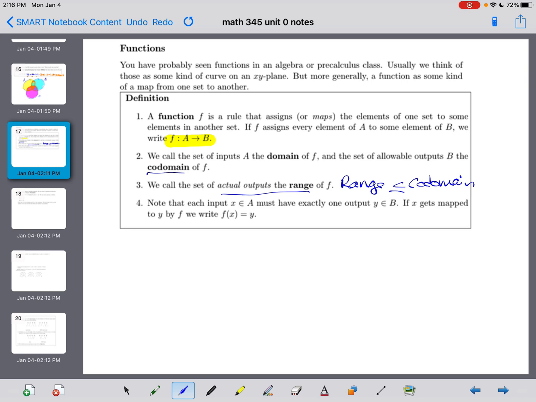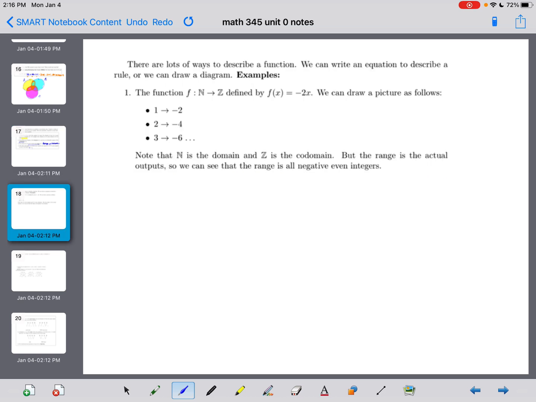And finally, each input x in the domain has to have exactly one output y in the codomain. And if x is getting mapped to y by this function, we would use a notation that f of x is equal to y. This is just saying that the input x is getting mapped to the output of y.